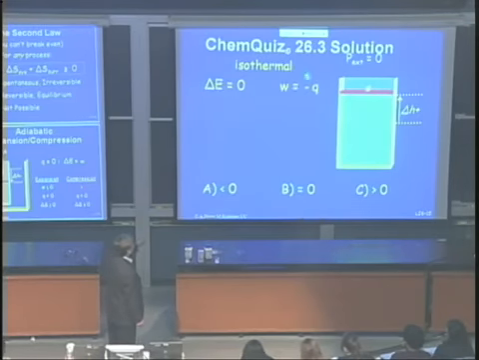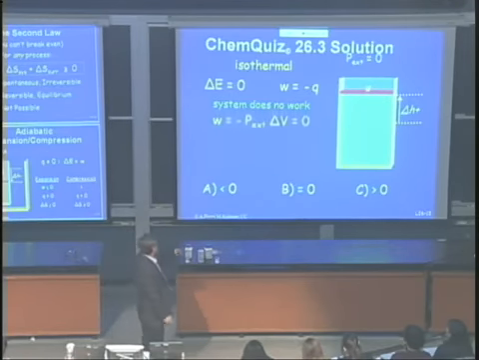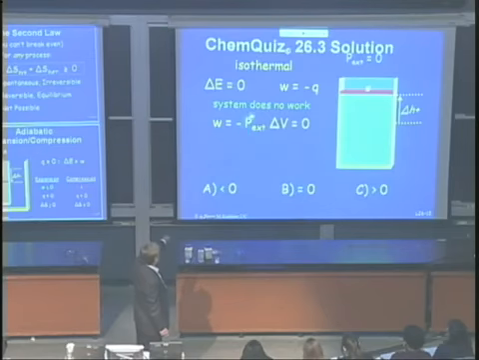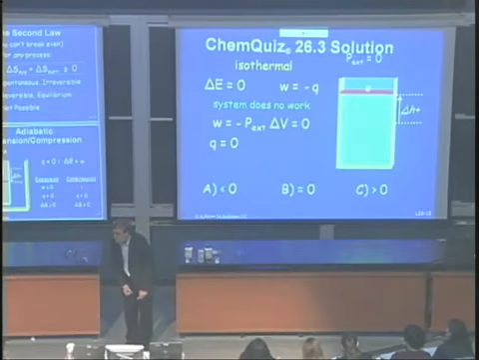That means work is minus the heat. And now what is the work? The system does not do work because it expands against an outside pressure of 0. That means that the work is minus the external pressure times delta V, and this is 0. With this, the work is 0 and Q is 0. So there's nothing happening in that system, so there's no change in the surrounding.